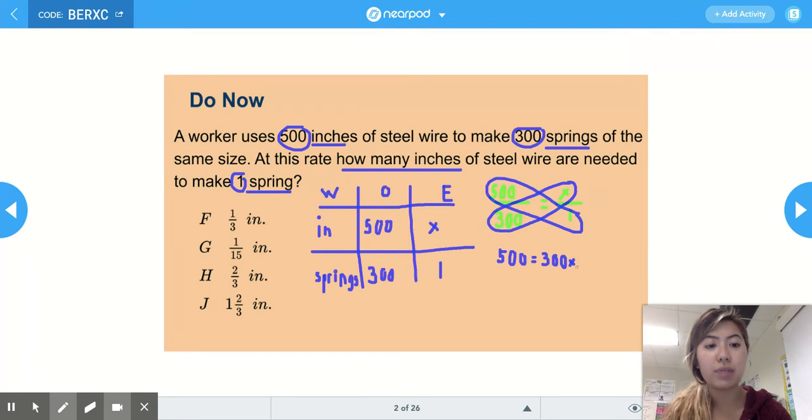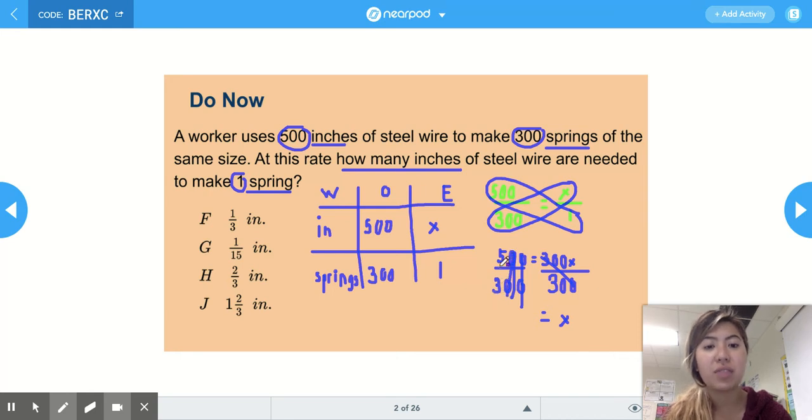So we're going to have to do the opposite operation to move the 300 to the other side. 300x is the same thing as 300 times x. So the opposite of multiplying by 300 is dividing both sides by 300. So 300 divided by 300 is 1. So then we have x is equal to, and to simplify 500 divided by 300, we can cross out the two zeros here. So it just becomes 5 divided by 3.